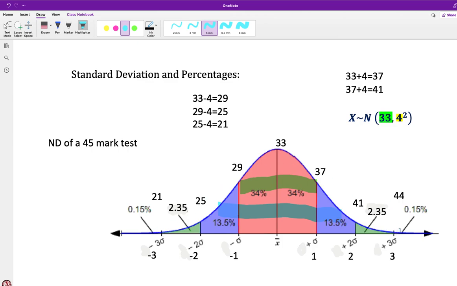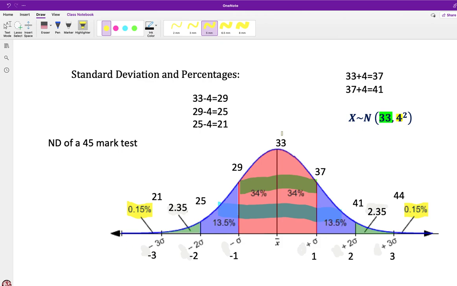And anyone outside of 3 standard deviation points, in a normal distribution, only 0.15% of the population would be above that or below that. Almost statistically insignificant. I would say, okay, how many people got above 45 on the test? Probably no one. And probably no one got below 21.